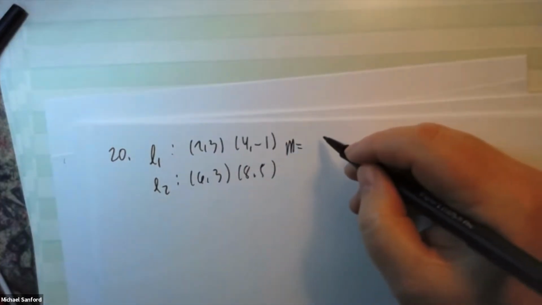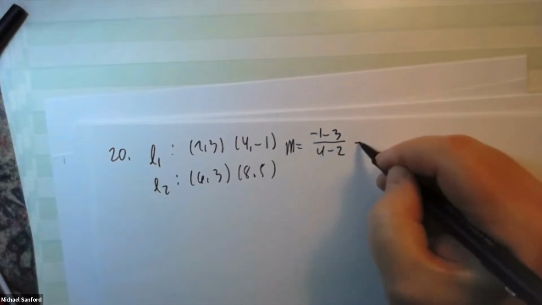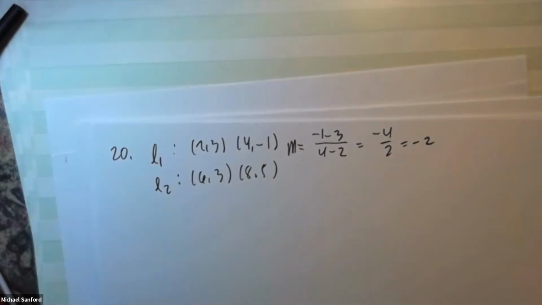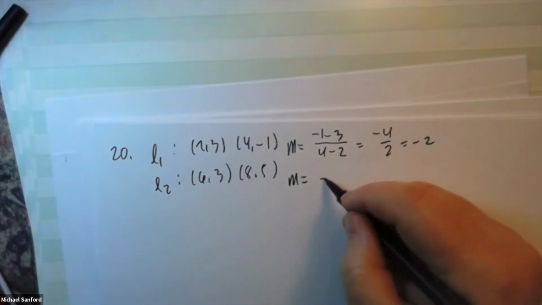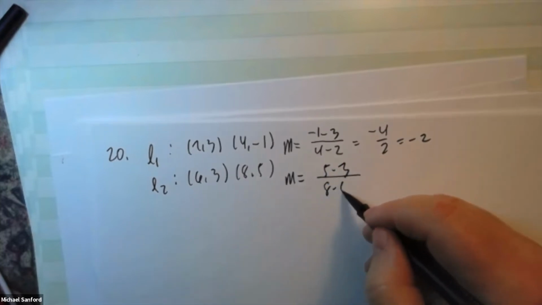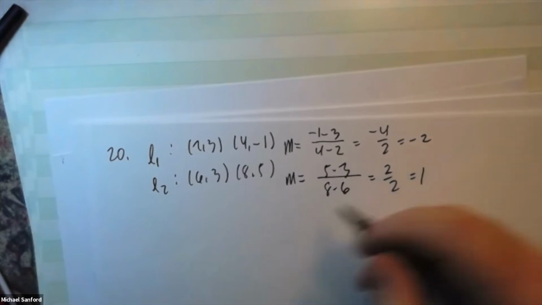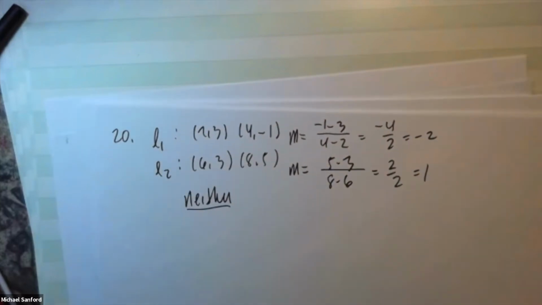So this one would be the difference in the y's over the difference in the x's. That'd be -1 minus minus 3 over 4 minus 2, which is -4 over 2, which is -2. The slope for this line would be the difference in the y's, 5 minus 3 over 8 minus 6. So this would be 2 over 2, which is 1. So neither would be our answer. It's not parallel, it's not perpendicular.